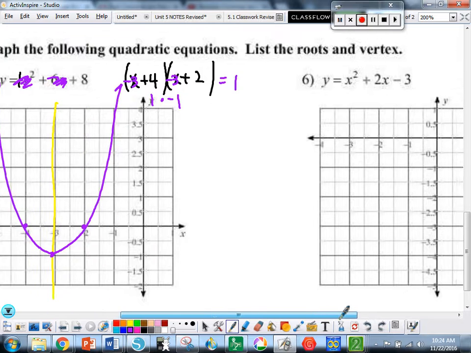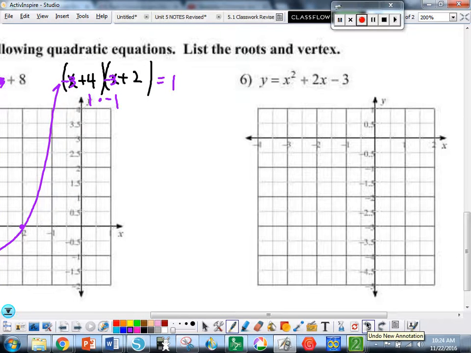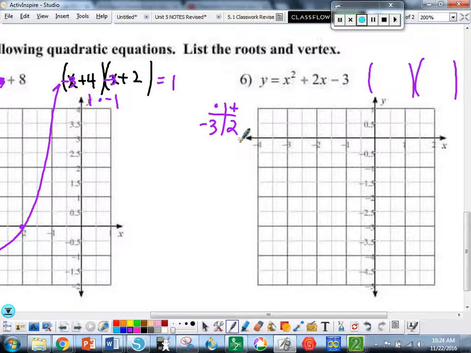Do you want to try one more factoring? Number 6, it has to multiply to what? Multiply to negative 3, add to 2. Negative 1, positive 3. I'm not going to do any more than that, but there you go. So go ahead and work on number 6, work on that front page.